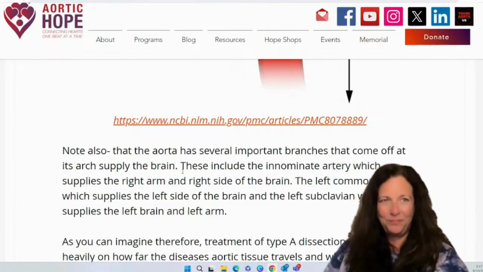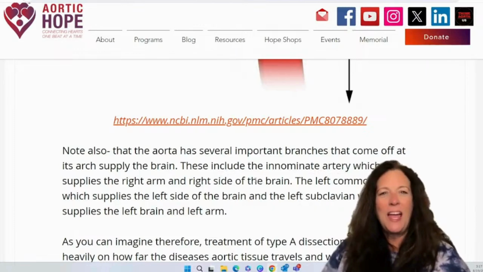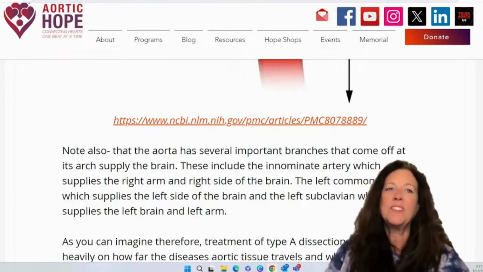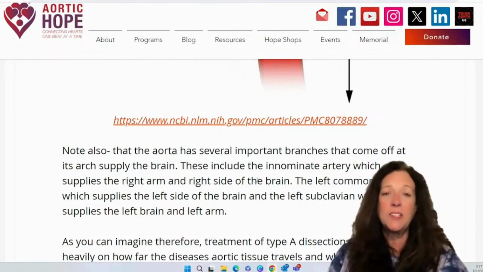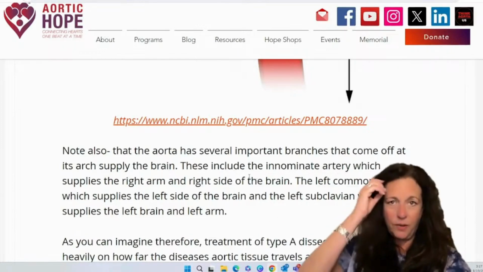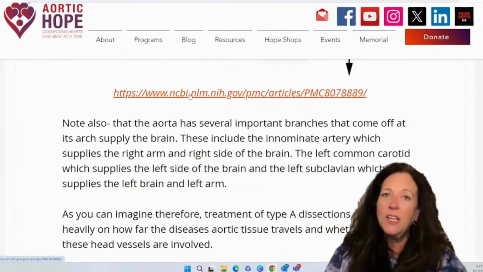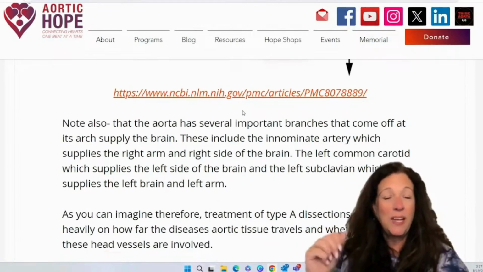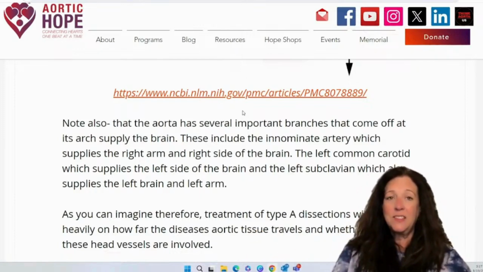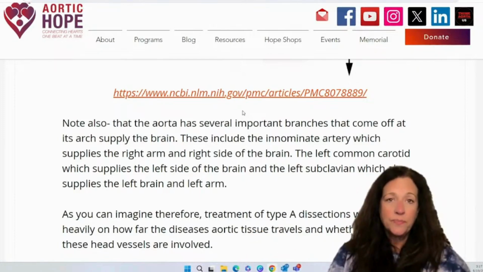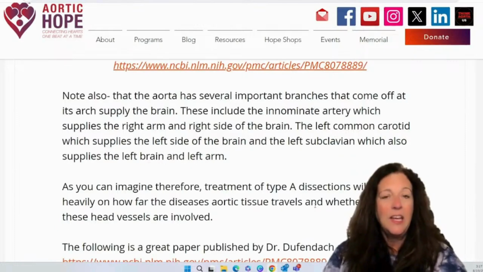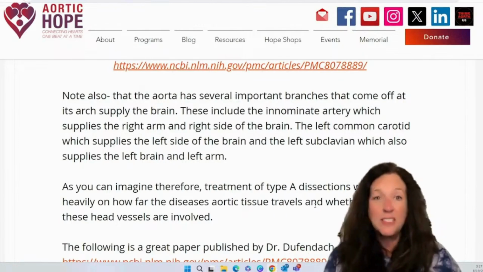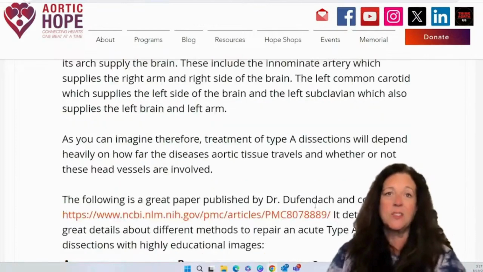Innominate artery, which supplies the right arm and the right side of the brain, the left common carotid, which supplies the left side of the brain, and the left subclavian, which also supplies blood to the left brain and the left arm. So as you can imagine, treatment of a type A dissection will depend heavily on how far the diseased aortic tissue travels and whether or not these head vessels are actually included in that type A. That really does impact the treatment plan, because you're talking about something that is a lot easier if it doesn't, versus something that gets more complex if it does.